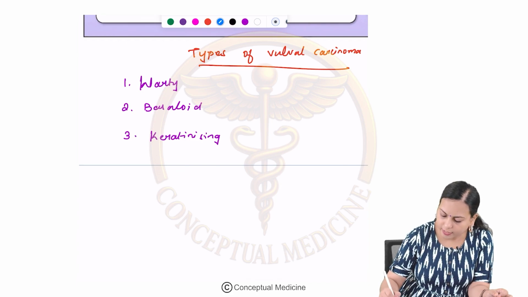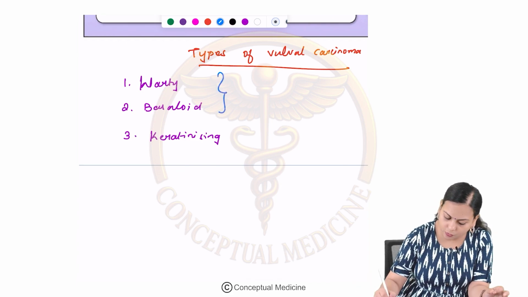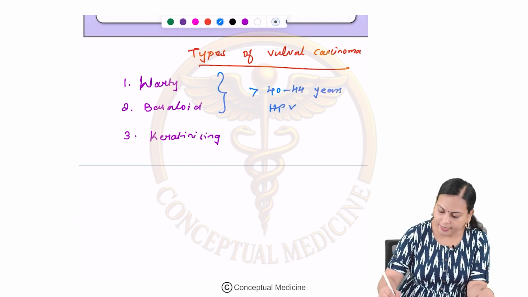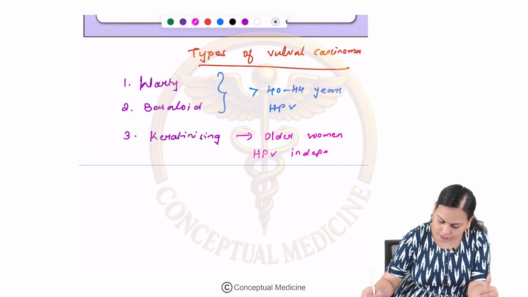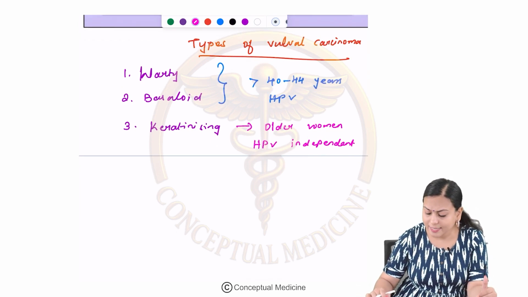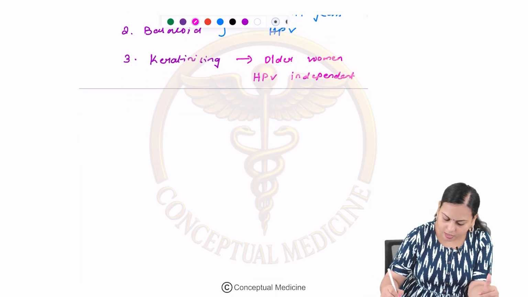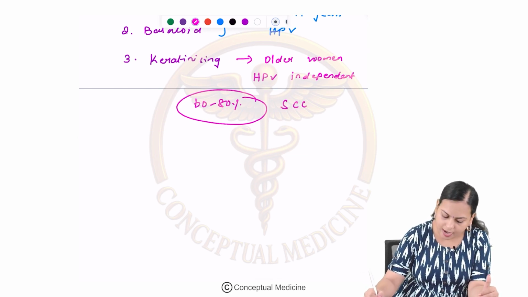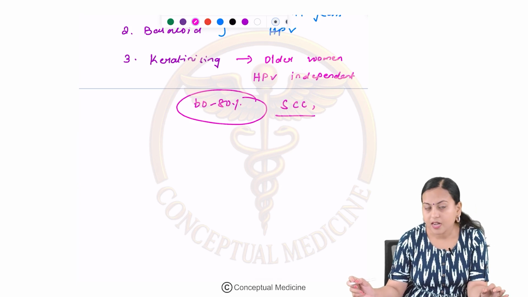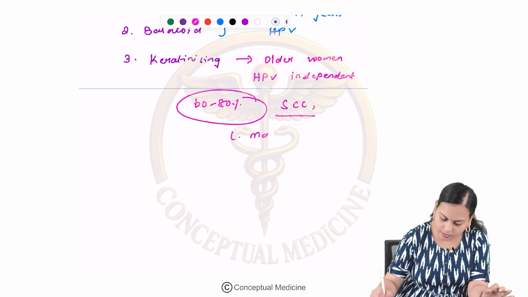Okay, so if you take the warty and basaloid type, this is mostly seen in people who are above 40 to 44 years, and it is associated with HPV infection. Okay, and the keratinizing type is usually seen in older women, and these are usually HPV-independent lesions. However, the keratinizing type constitutes about 60 to 80% of the squamous cell carcinoma of vulva, and it may occur anywhere on the vulva, and it is mostly found in the labia majora and perineal region.